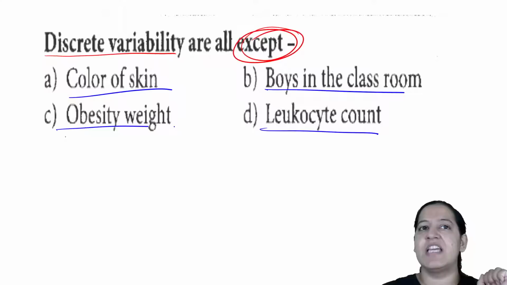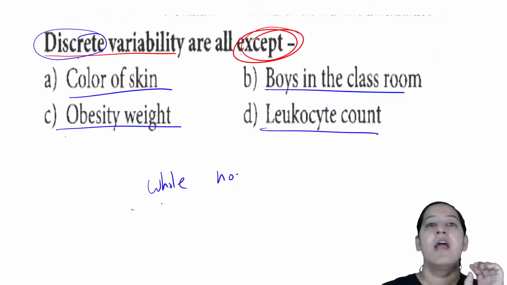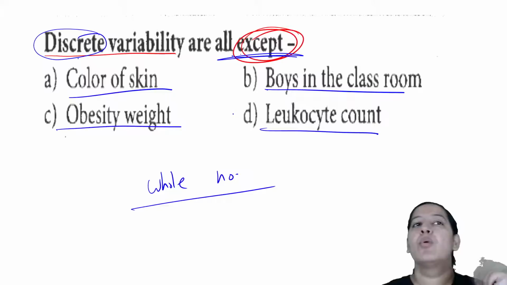First understand the meaning of discrete. Discrete ka matlab kya hota hai? Discrete means whole number. So it will have whole number only. It will not have fraction. But the question contains except. So kisme whole number ke alawa fraction bhi ho sakte hai? So again, Logesh is giving the answer. Yes, Logesh, you are right. Anyone else want to try?